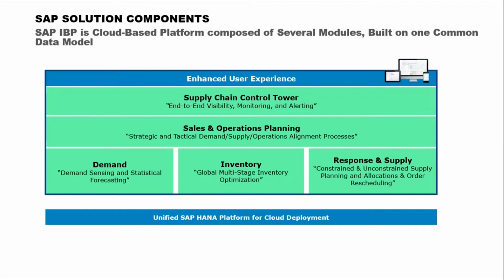And the monitoring also we can do with the help of basic alerts, something like that. So in IBP demand, once you're done with the demand, whatever demand you have for the next 1 year or the next 6 months, the next step is the inventory.